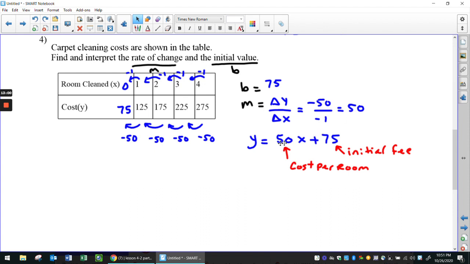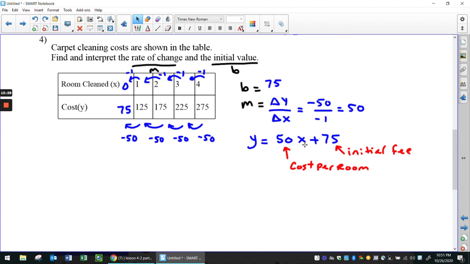So when we put this into slope-intercept form, y is equal to 50x plus 75. Now you're looking at the application part of this equation, where the initial fee for a carpet cleaning is $75, and then each room costs $50. Every time they want to clean a room, they'll charge $50 for it, but the initial fee where they come in and set up and all that is $75.